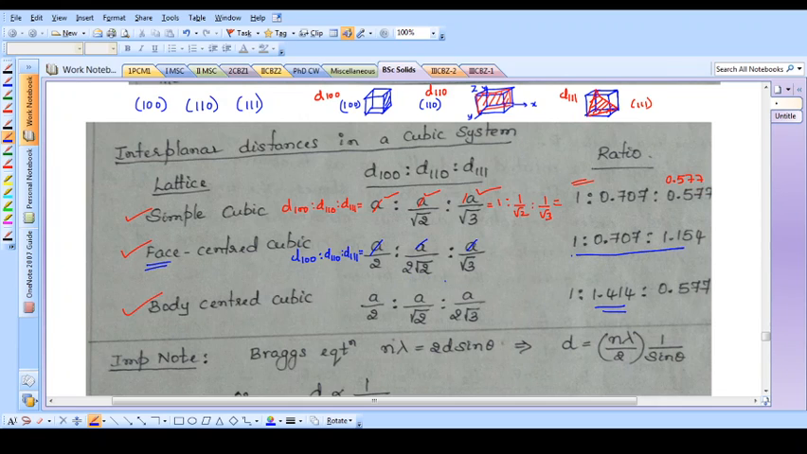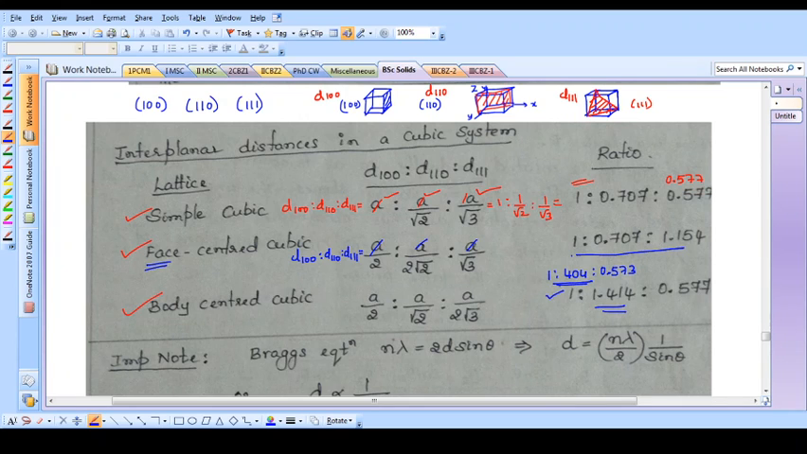Suppose we are given a sample. I conduct the X-ray diffraction experiment and find out the ratio D100 is to D110 is to D111, and if this ratio is 1 is to 0.404 is to 0.573, we can see that this ratio is very close to a body centered cubic lattice. So we can judge that the given crystal belongs to body centered cubic.